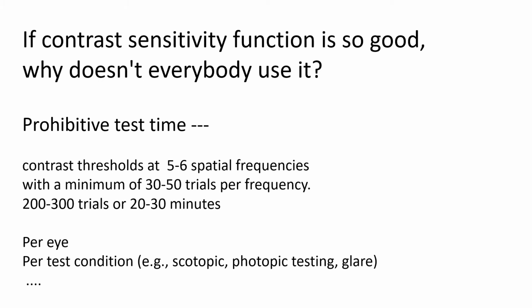You may want to ask, if the contrast sensitivity function is so good, why doesn't everybody use it? The answer is a prohibitive test time. To measure a single contrast sensitivity function requires measurement of contrast thresholds at 5 to 6 spatial frequencies, with a minimum of 30 to 50 trials per spatial frequency. This usually takes about 200 to 300 trials, or 20 to 30 minutes per eye per test condition.